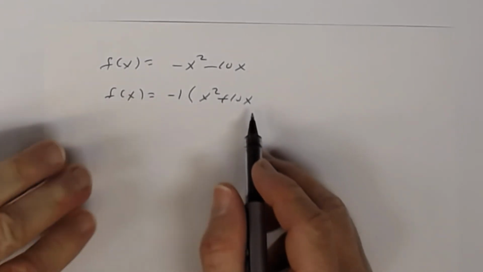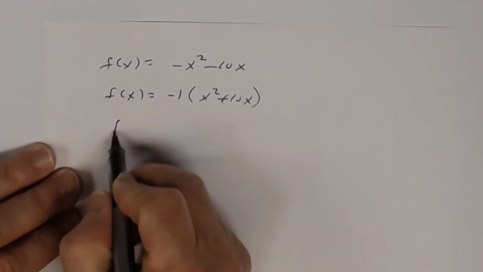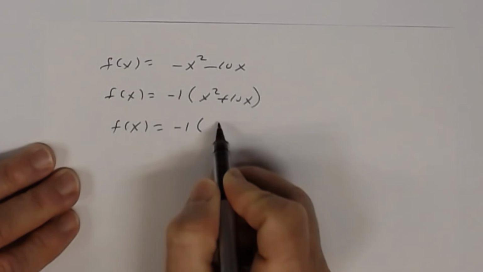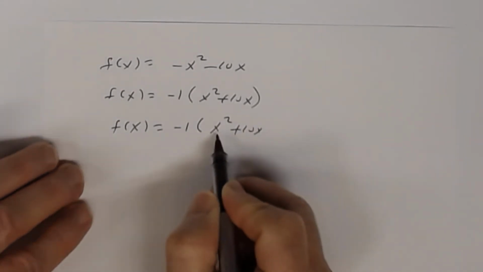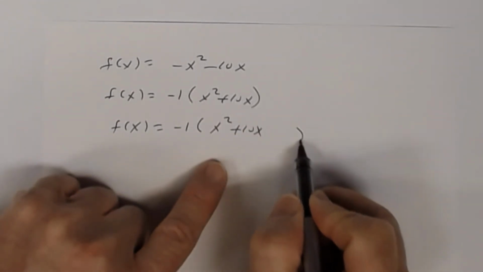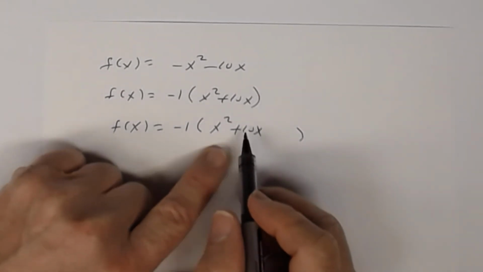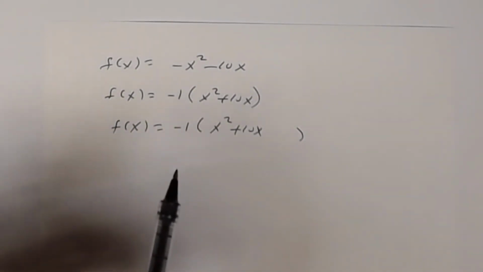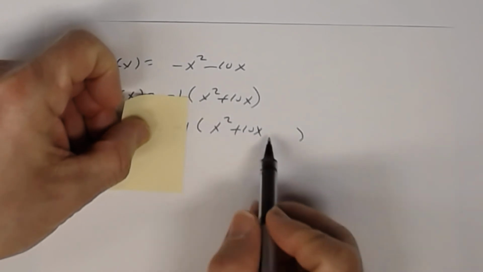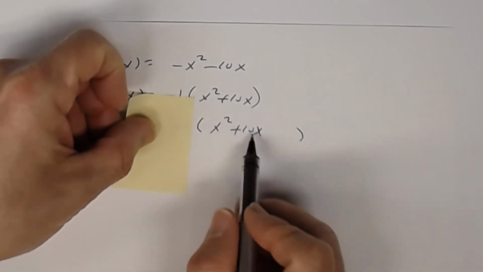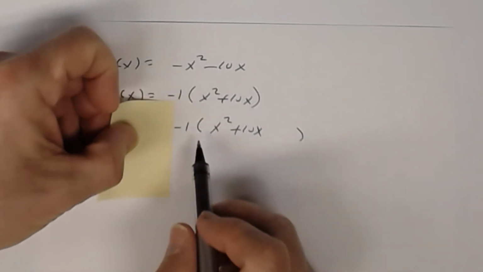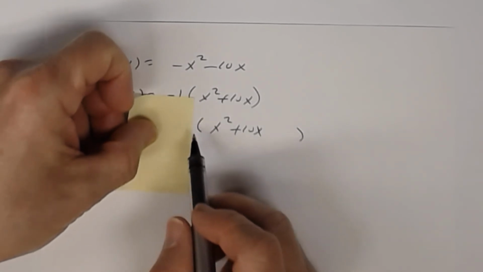Now let me write this over. So f of x equal -1 times x squared plus 10x. And this is the part where we're going to complete the square, so I'm going to leave some space here. I'm going to complete the square on the polynomial that's in parentheses. So if you're looking at the polynomial in parentheses, that's why you should cover up this factor that you factored out.